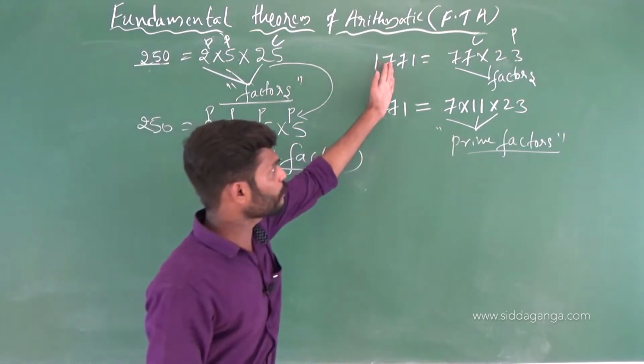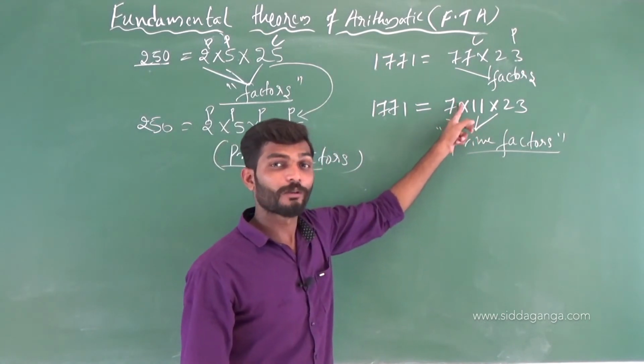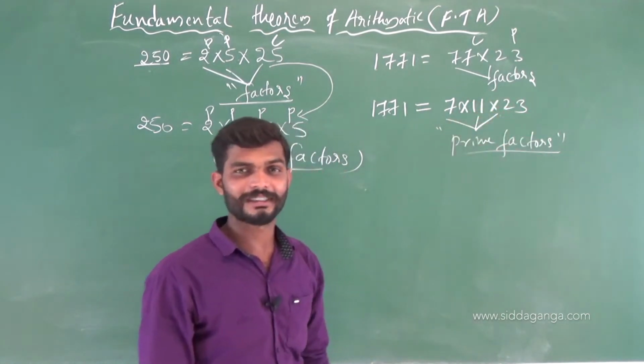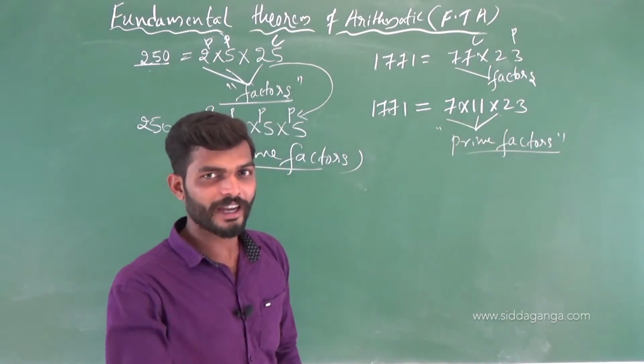So this composite number, I just expressed in the form... In the what form? In the multiplication form of some prime numbers. So I call these prime factors. I take one more example.